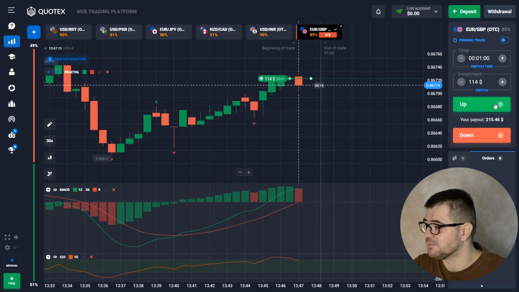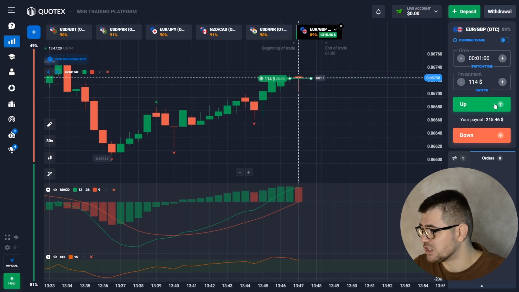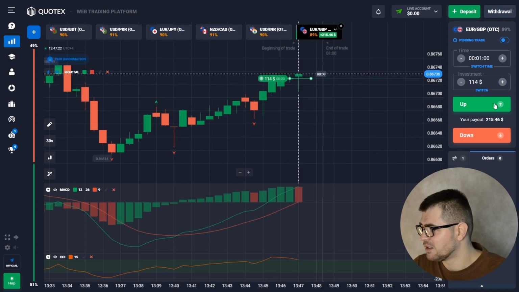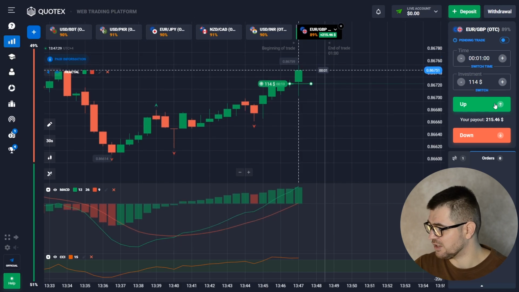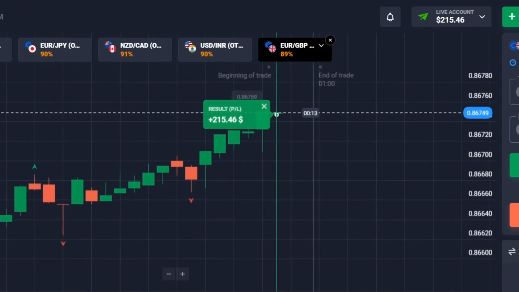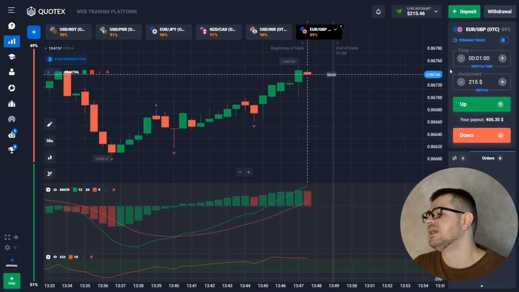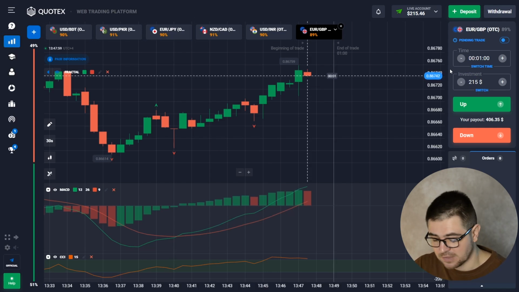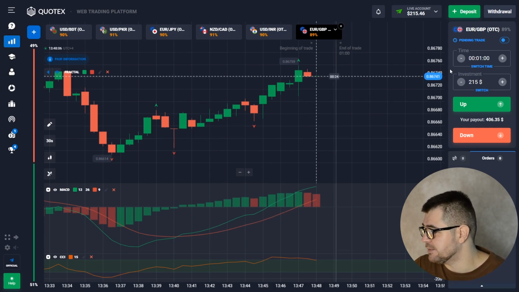See, the fractal here is actually correct, because if you go step back, or at least it was. So let's wait for the result of this one and then we can continue. Okay, so we have a profit here, $215. So we're going to make our next option for $215, and let's see.